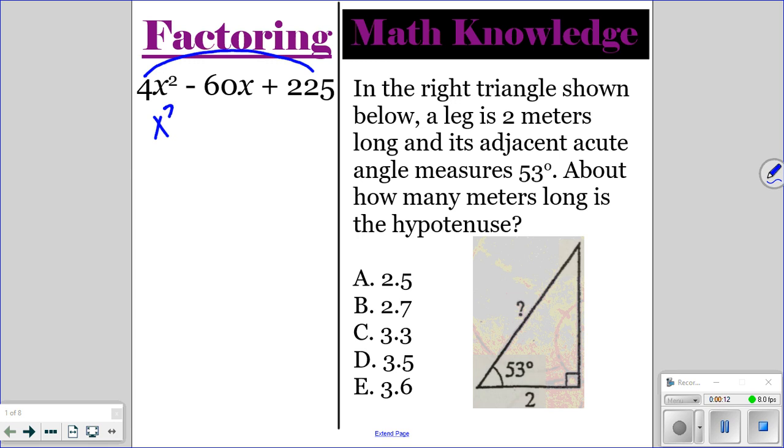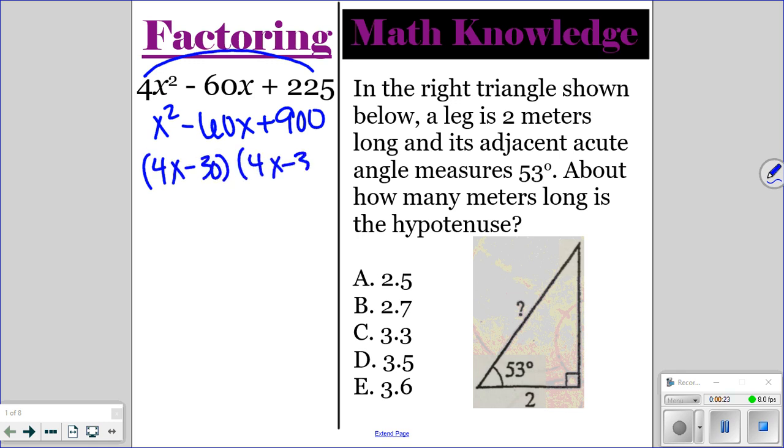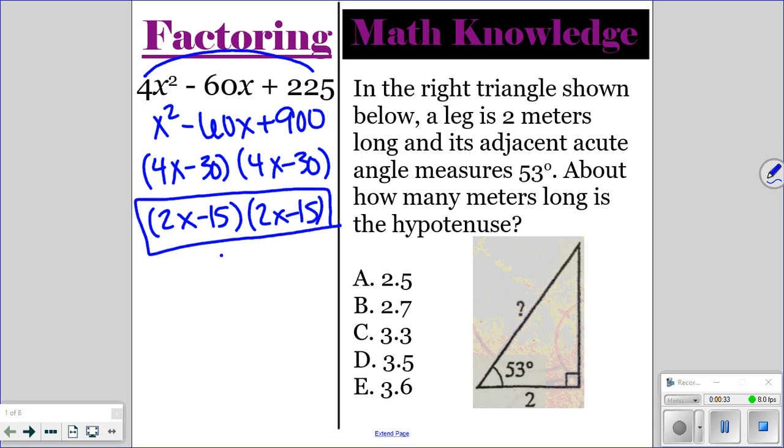So if we remove the 4, we'll have x squared minus 60x plus 900. And then when you replace and factor, you'll have 4x minus 30 times 4x minus 30, both of which we'll divide by 2. So we'll be left with 2x minus 15 times 2x minus 15, which you can also write as 2x minus 15 squared.